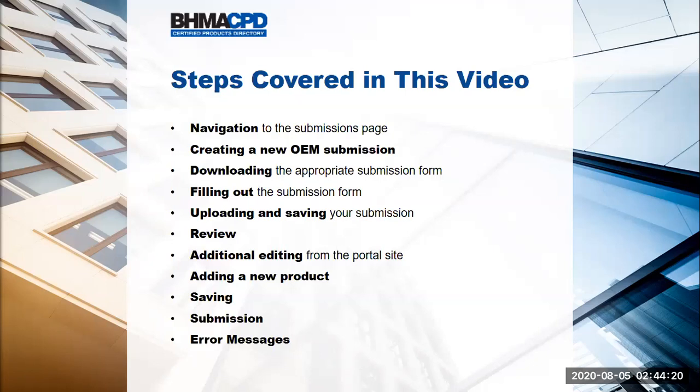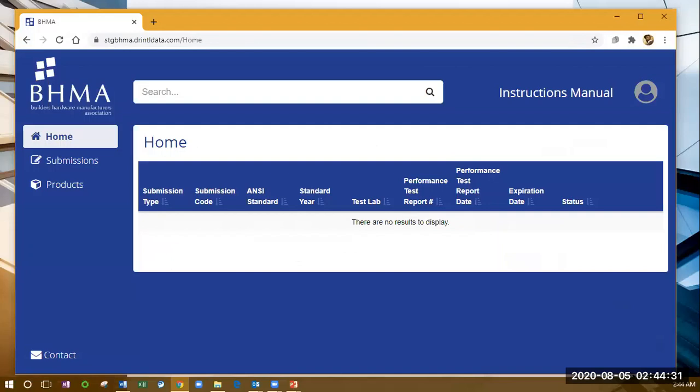OEM means that your company is the company that manufactures the product. The process for private label submissions can be viewed on a separate video recording. Now, before we start, I want to point out that on the home page in the certification portal, the instructions manual can be downloaded by clicking on the link in the upper right-hand corner of your screen.